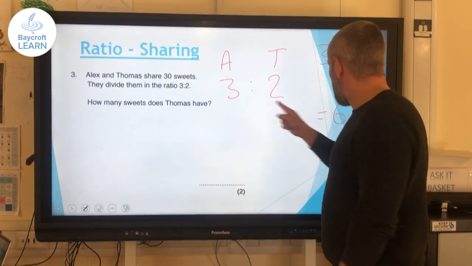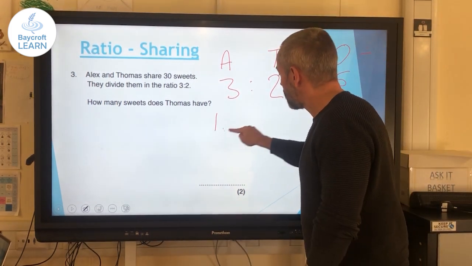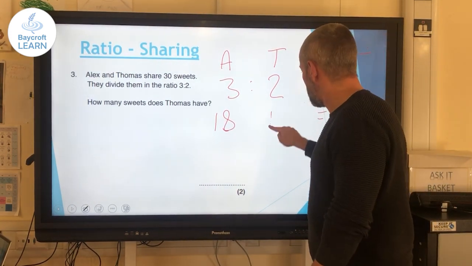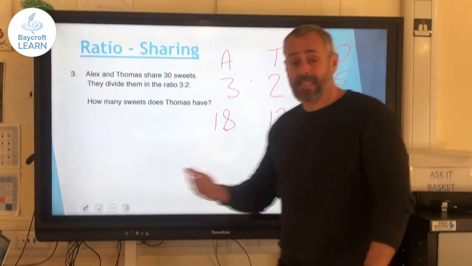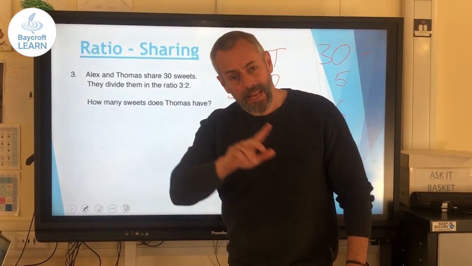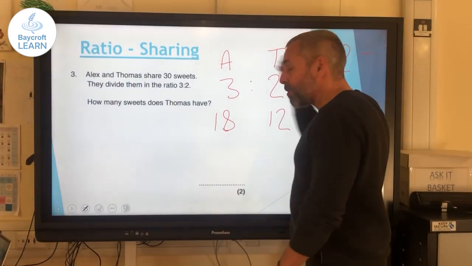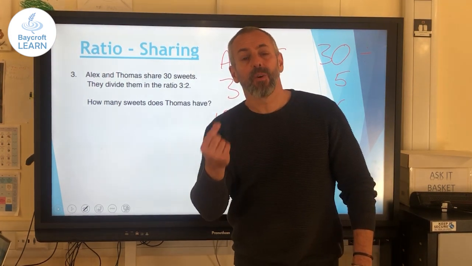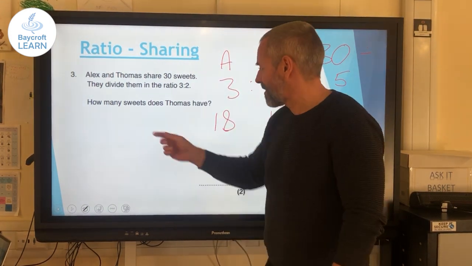This person's going to get 3 lots of 6, so we multiply 3 by 6. This person's going to get 2 lots of 6. 12. And that's our answer. Except it's not. We've done all of the hard work here, we've just picked up 1 mark. Let's go back and look at what the question's actually asking us.